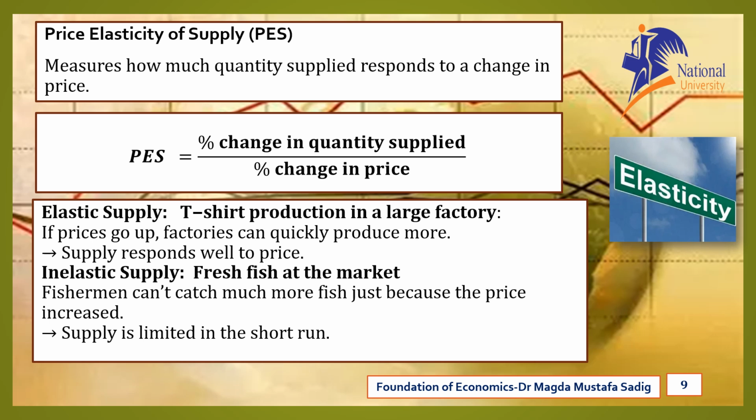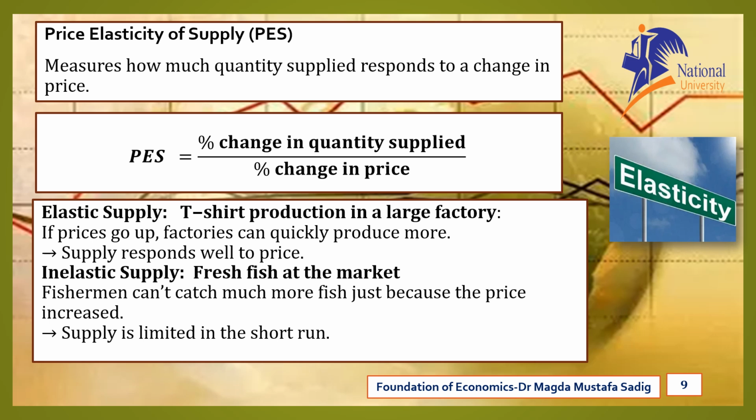Inelastic supply. When the price changes, producers cannot supply much more or less because of limitations like time or resources. The price elasticity of supply then is less than 1. Example, fresh fish at the market. If fish prices go up, fishermen cannot catch more fish quickly because it depends on nature and fishing capacity. So the supply stays almost the same.